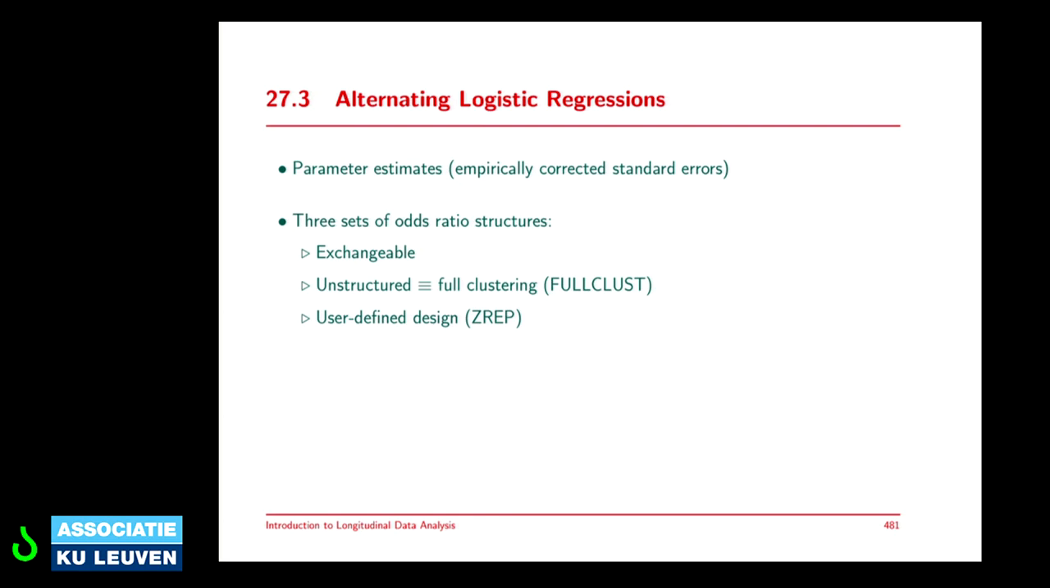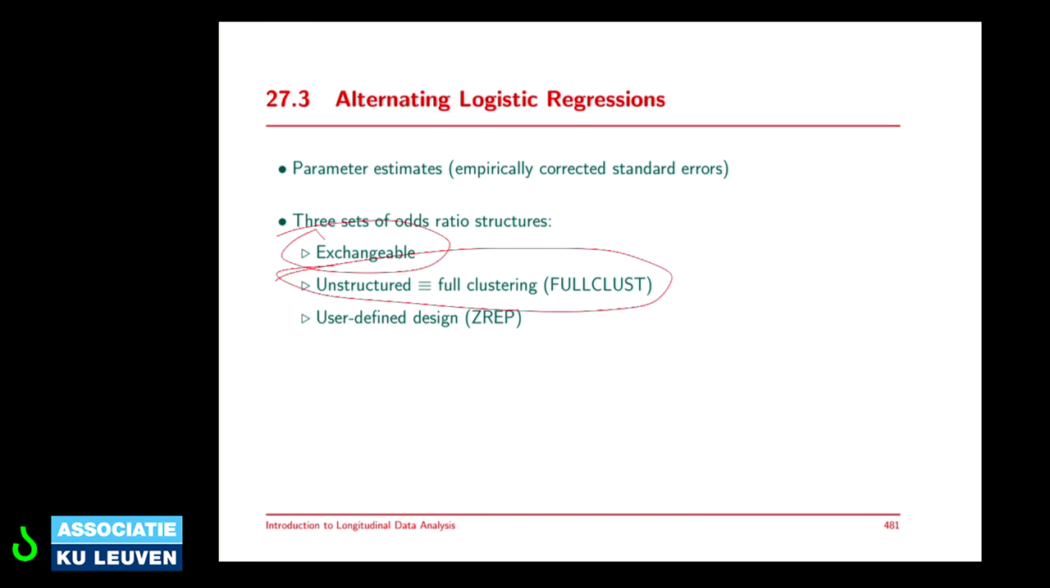Now, we have applied that before. In the toenail data set, we did not use that on the NTP data, but here we will illustrate not just one, but 3 different ones. There is exchangeable, and then there is unstructured, which is called full clustered in the software implementation in SAS, but that's a technical note, but full clustering is nothing but unstructured.